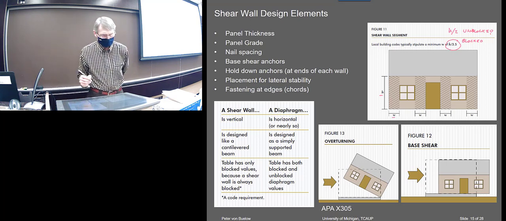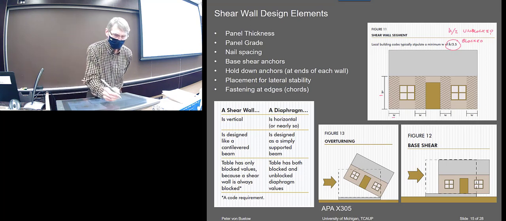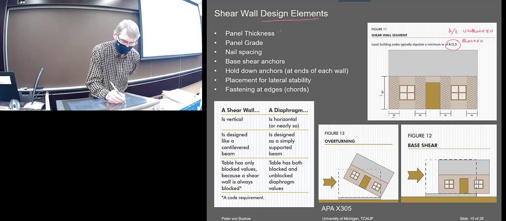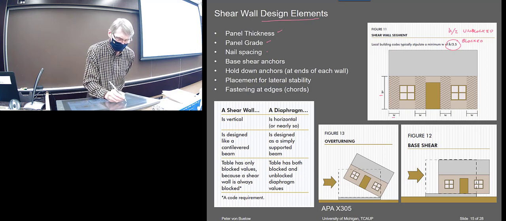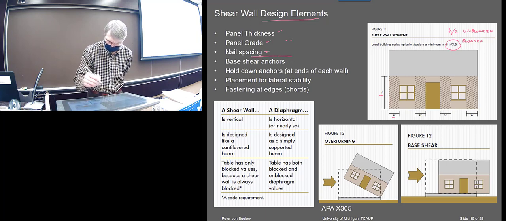And let's see, the things that you would design, the panel thickness is primarily going to come out of a table, and the grade and the nail spacing, all that comes out of the table. These base anchors, so this would be out of the APA table.